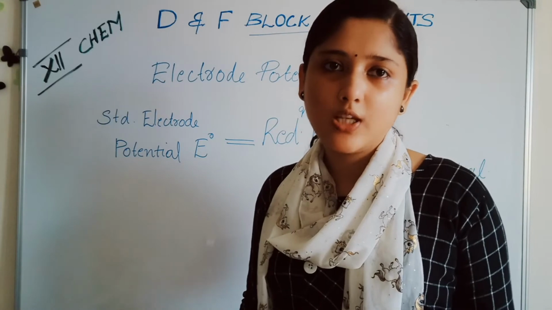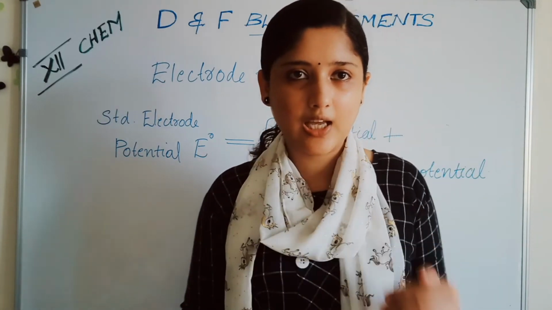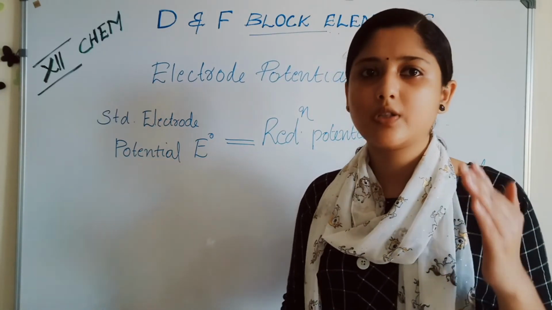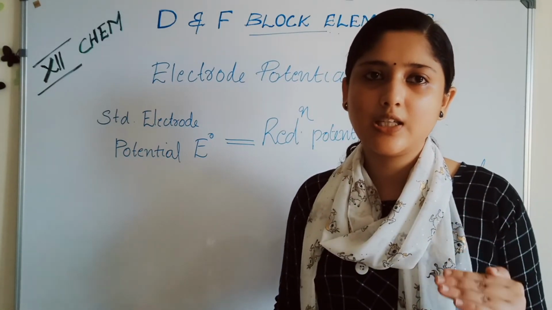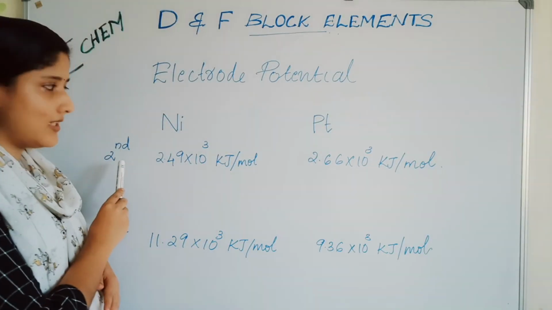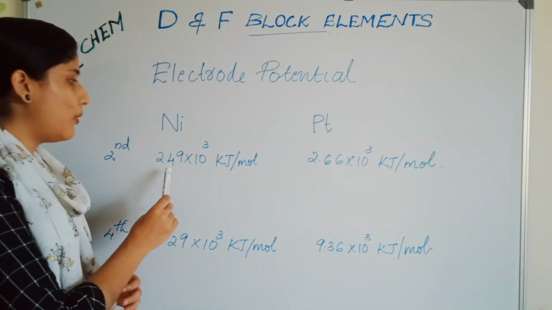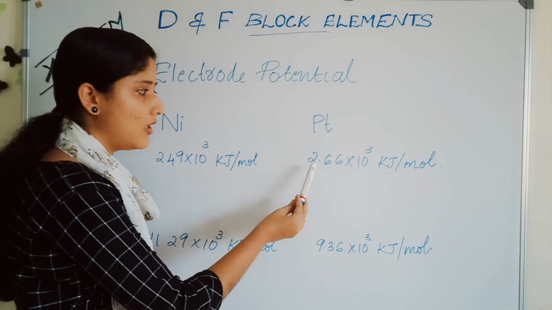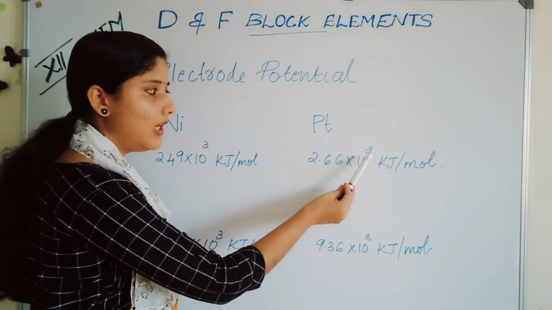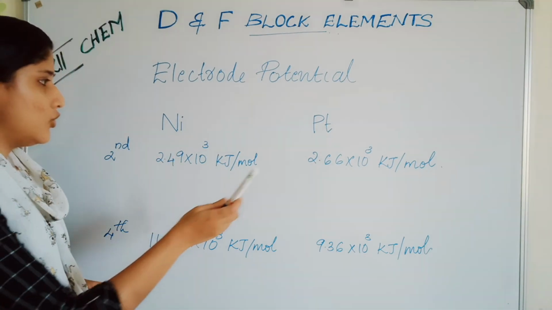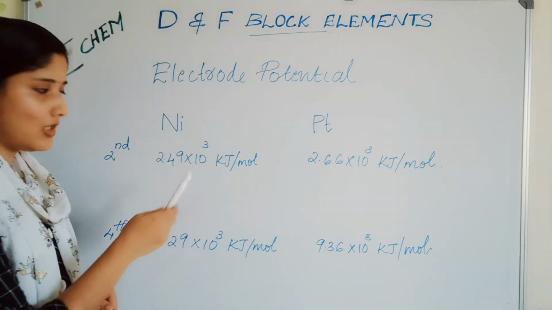We can predict the stability of an oxidation state by ionization enthalpy. If the ionization enthalpy is low for a metal in one of its oxidation states, then that oxidation state is considered to be stable. Look at the second ionization enthalpy of nickel. It is 2.49 × 10^3 kJ/mol. For platinum it is 2.66 × 10^3 kJ/mol. Look at the two values, which is high? 2.66 is high and 2.49 is low.